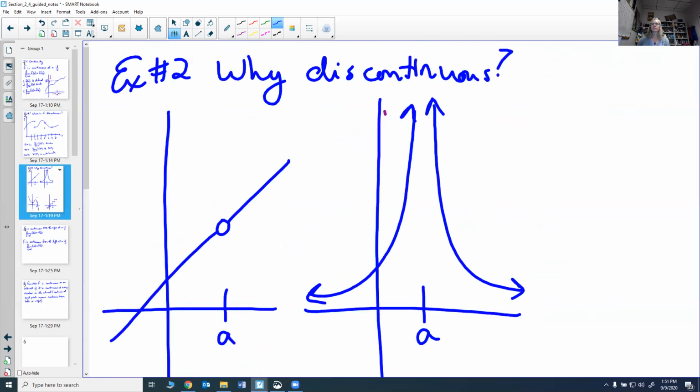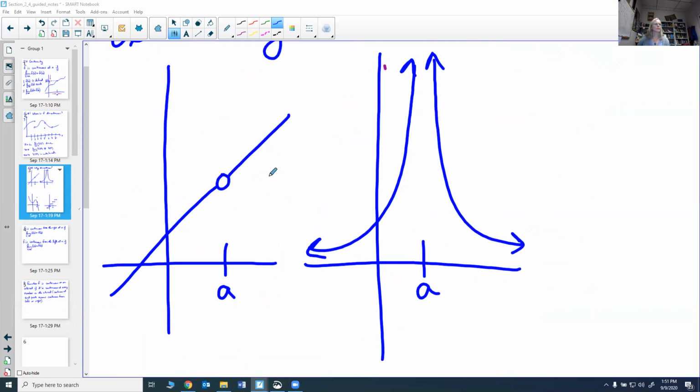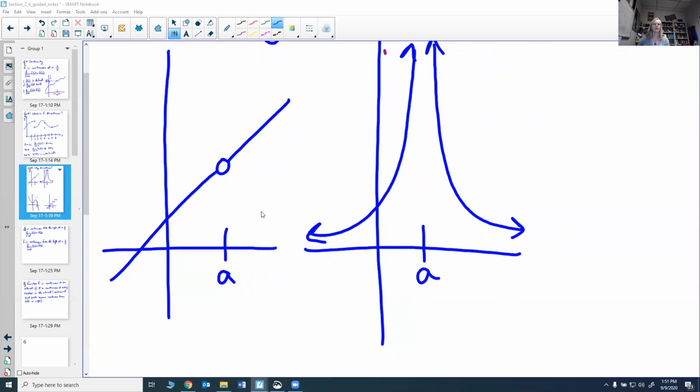So let's just look a little bit more graphically at what this actually means. So I want to talk about what these values actually look like and mean in general. So looking at this, here's an example again of where we have a point of discontinuity. And the reason is that the function is undefined there.